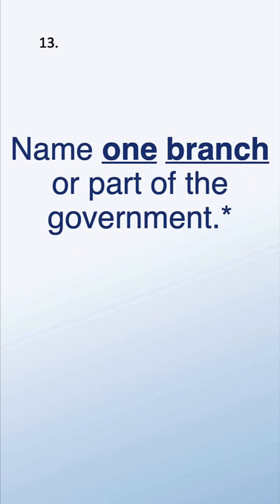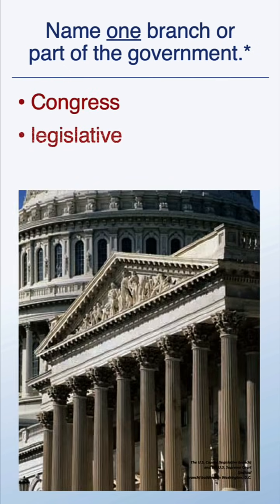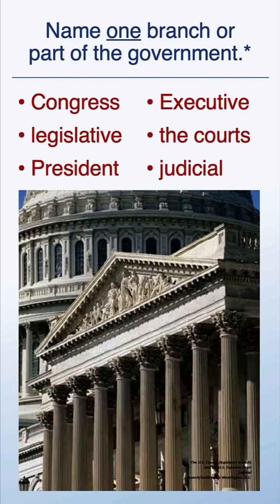Name one branch or part of the government. Okay. Here we have a few branches to choose from. We have Congress, legislative, president, executive, courts, or judicial. Okay, you only need to name one. And there they are: Congress, legislative, president, executive, the courts, or judicial.